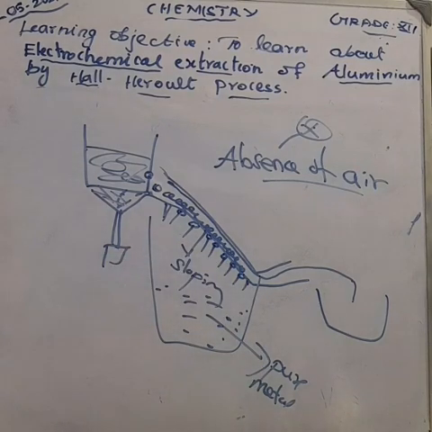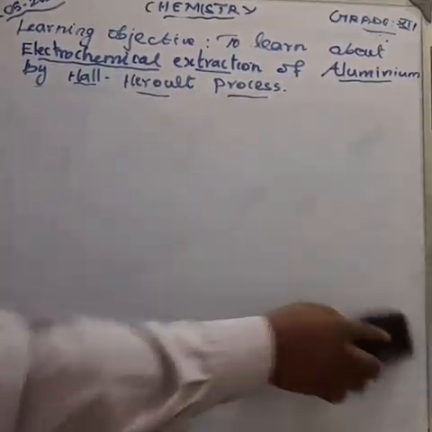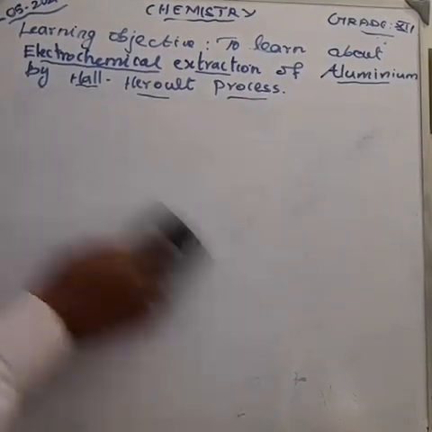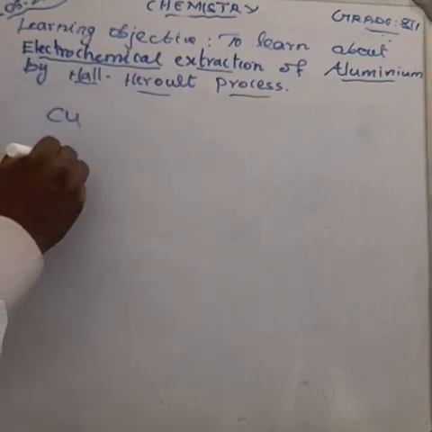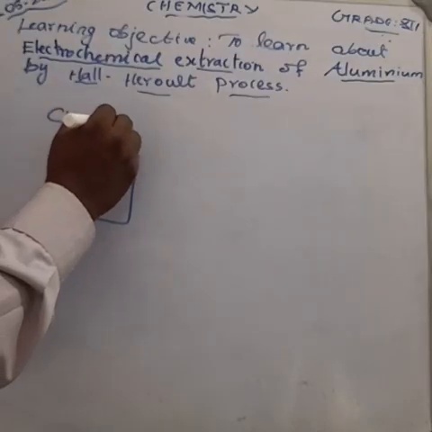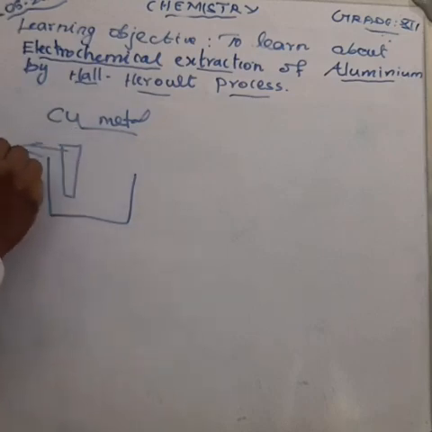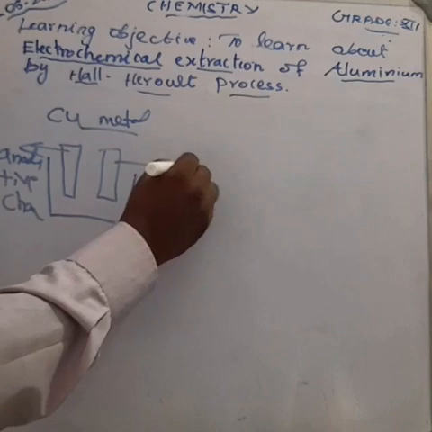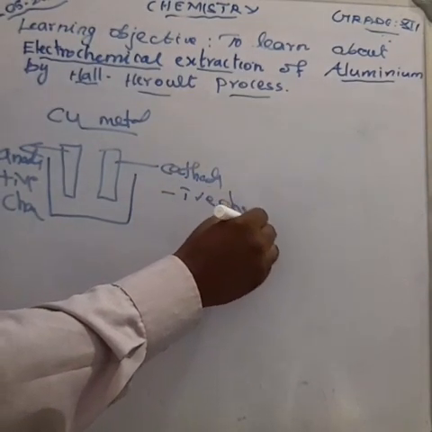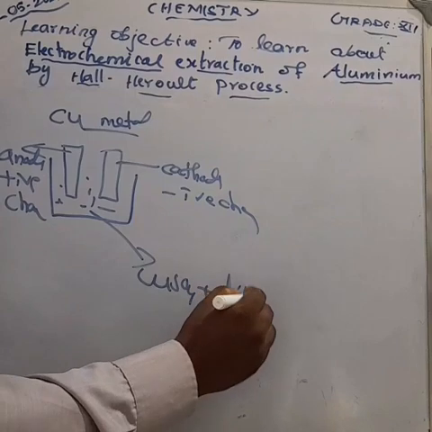Next, electrolytic refining. What is electrolytic refining? Previously I gave copper as an example of electrolytic refining, and in the beginning also I told about copper. Here we take one vessel or tank, and two rods. One is the anode, having positive charge, and the other is the cathode, having negative charge. We also take an electrolyte. For copper, we take copper sulfate plus dilute sulfuric acid. Am I right?